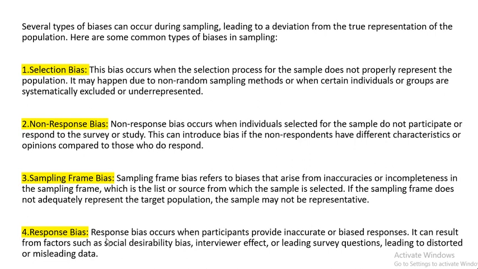Number 4, response bias. Response bias occurs when participants provide inaccurate or biased responses. It can result from factors such as social desirability bias, interviewer effect, or leading survey questions, leading to distorted or misleading data.